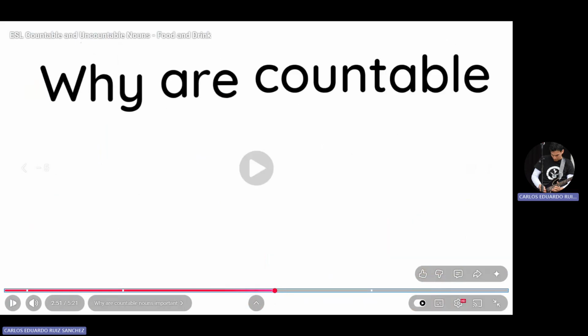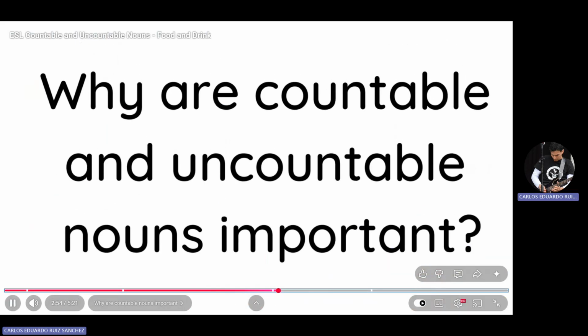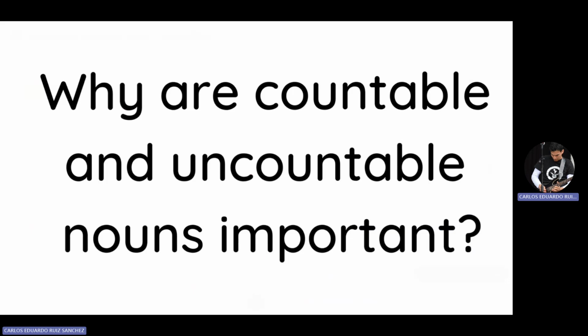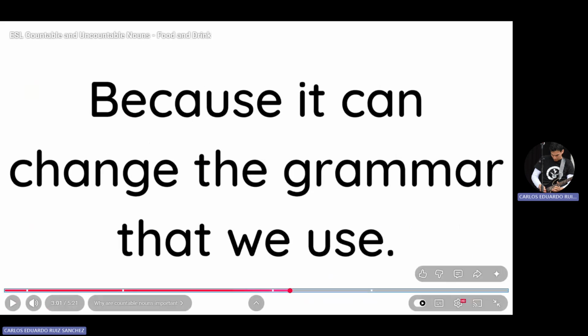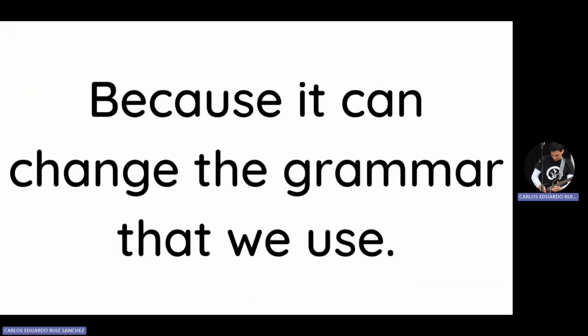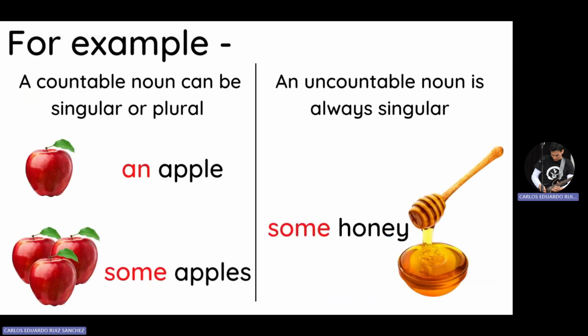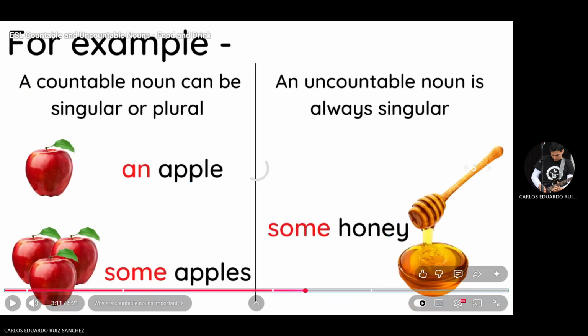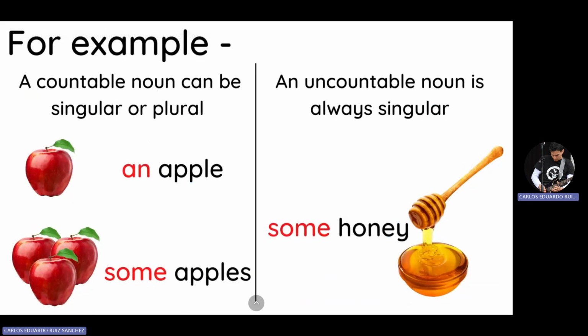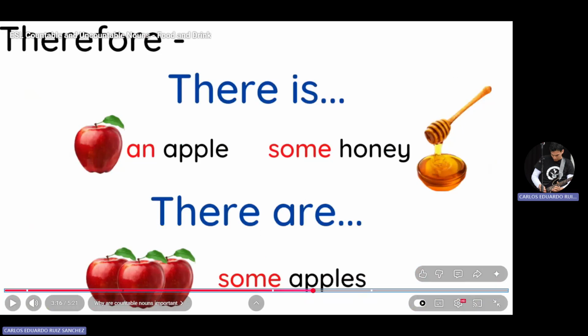And here, but why are countable and uncountable nouns important? She said, make that question. Because we use other expressions to describe how many and how much of the elements we have. Here, she's using and, some, to, and there is, and there are.